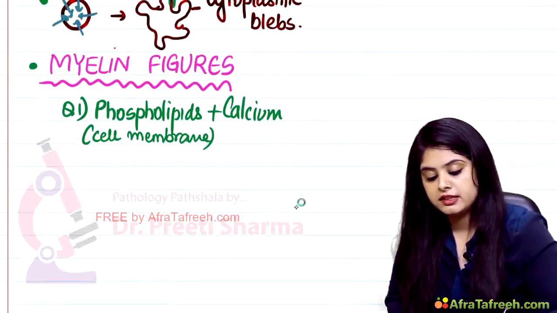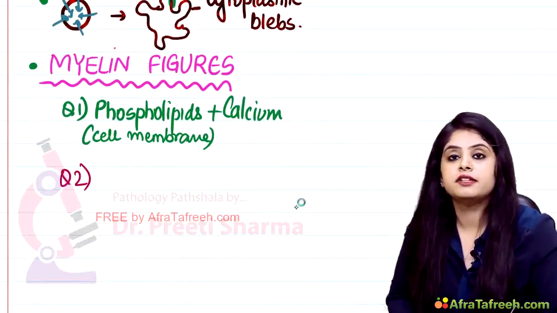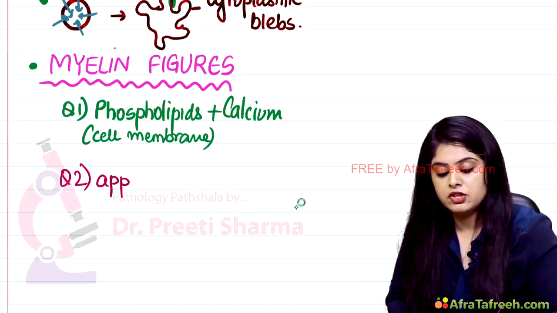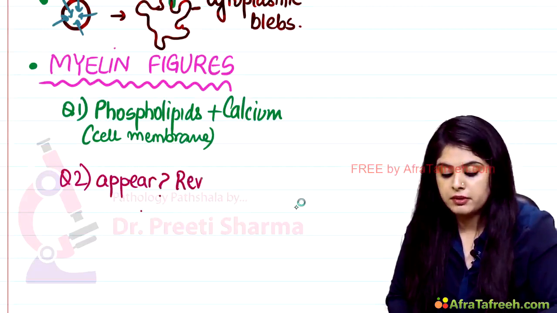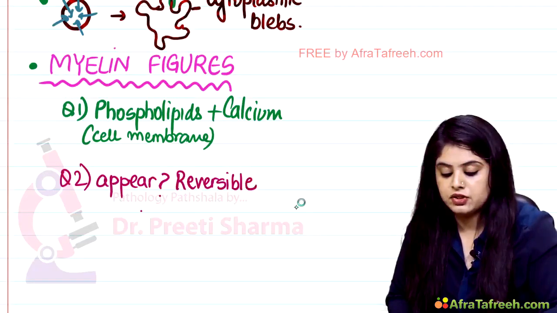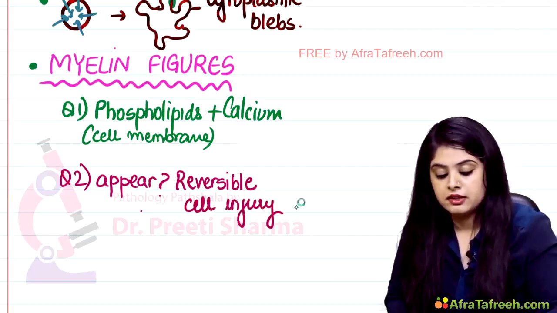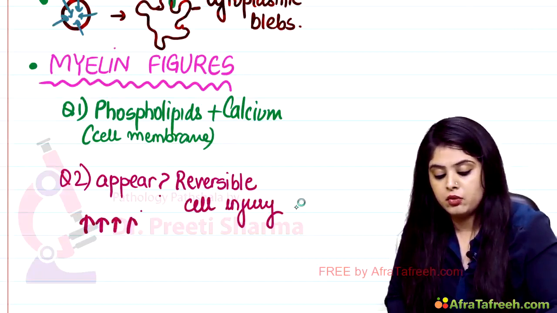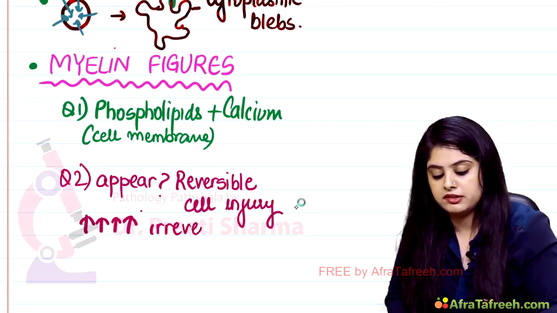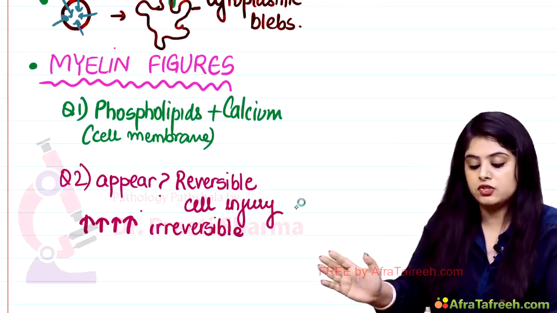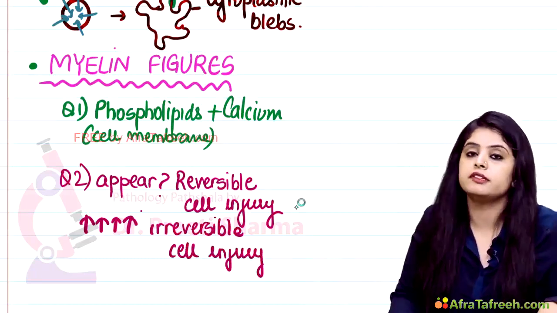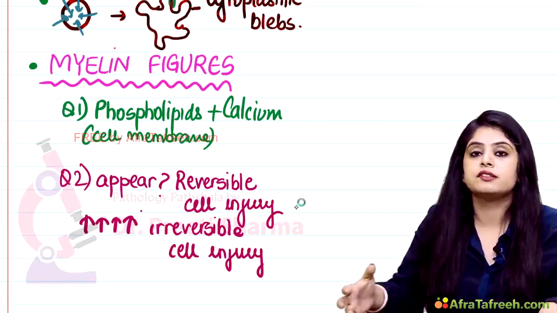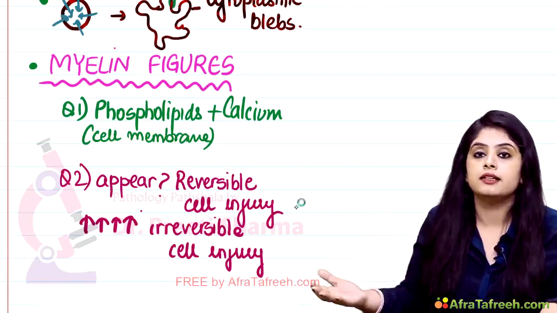Question number 2 says, in which injury do we see myelin figures? Do they appear in reversible or irreversible? Correct, you are right, they appear in reversible cell injury. But then comes a twist: they increase more, they are more in number in irreversible cell injury. So it's not that they will come in reversible cell injury and in irreversible cell injury they will disappear. No, that is not the case. They will appear in reversible cell injury, and as the injury progresses into irreversible, their number will increase.